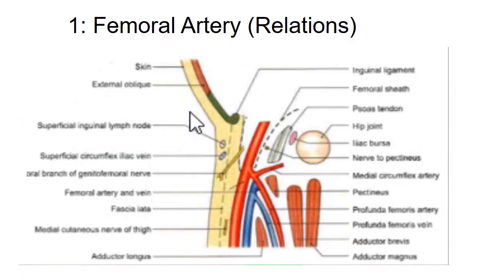Now let's talk about relations of femoral artery in femoral triangle. This is an image showing anterior and posterior relations of femoral artery in femoral triangle. Anterior boundary or anterior structures of the femoral artery in this triangle are skin, superficial fascia, deep fascia, which is also known as fascia lata of the thigh, and anterior wall of femoral sheath.